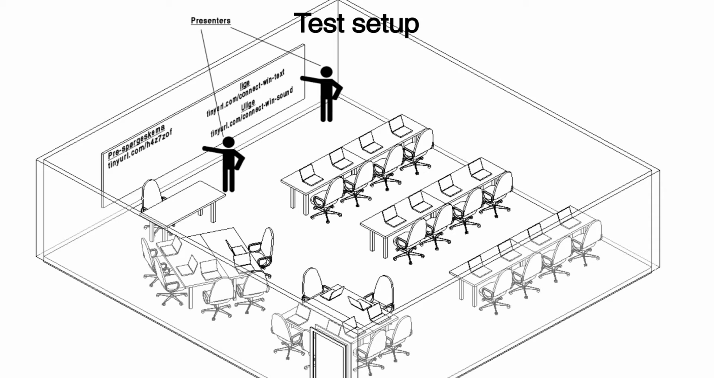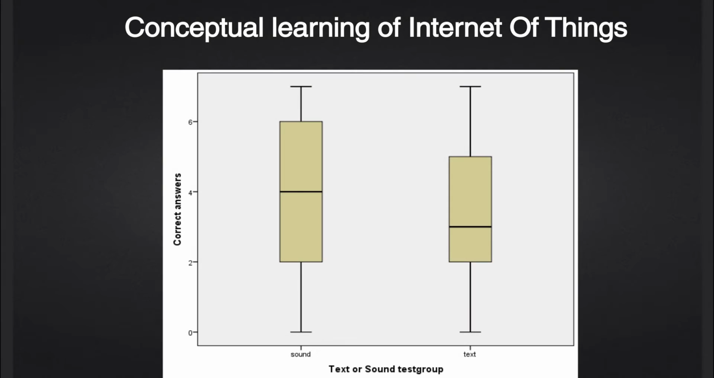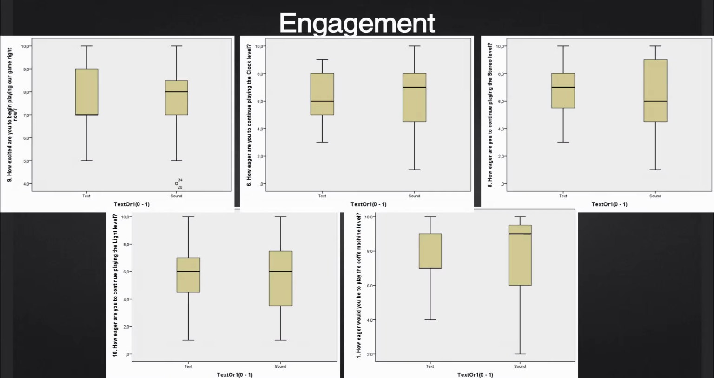From the test, which was conducted in a natural environment, we found that within our game, there was no significant differences that could explain the conceptual learning difference of Internet of Things. Additionally, we could not establish any significant difference in any stages of engagement between text and audio versions.